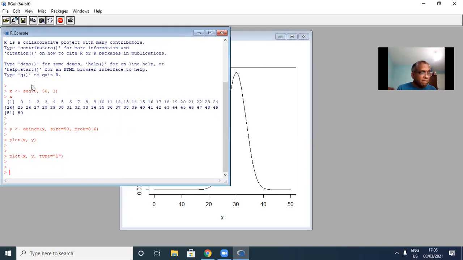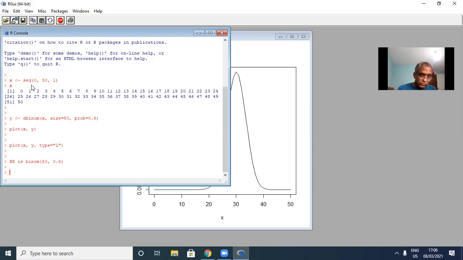Now suppose you want to compute the density of the binomial at 35, right? So I'm assuming here x is binomial with parameters 50 and 0.6. Now suppose I want to find the probability that x is equal to 35.